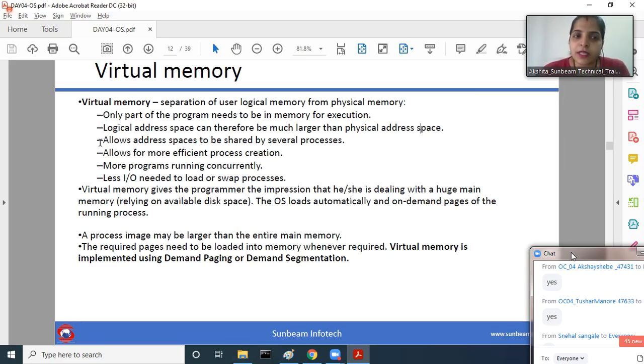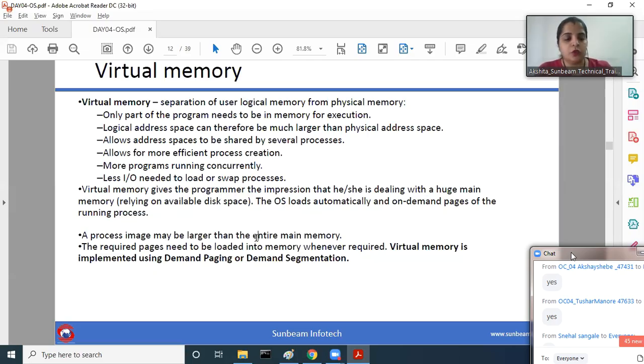They allow the address spaces to be shared by several processes. They allow more efficient process creation. It allows me to run more programs concurrently. Virtual memory gives the programmer the impression that he or she is dealing with a huge main memory. The OS loads the pages of the running processes automatically and on demand.